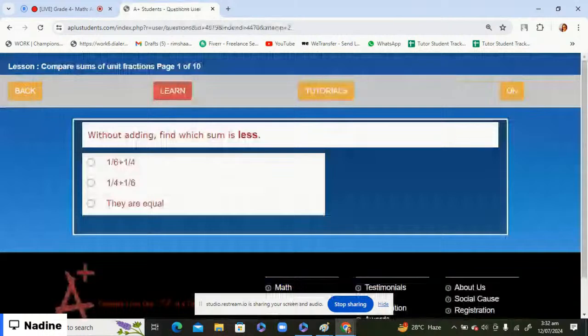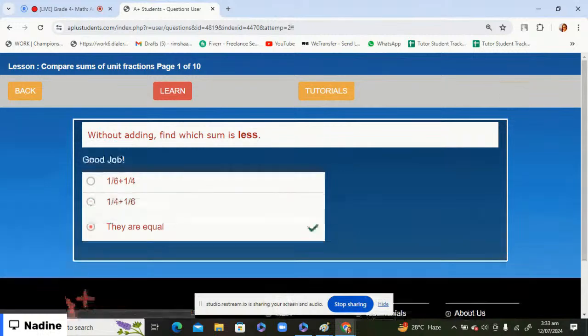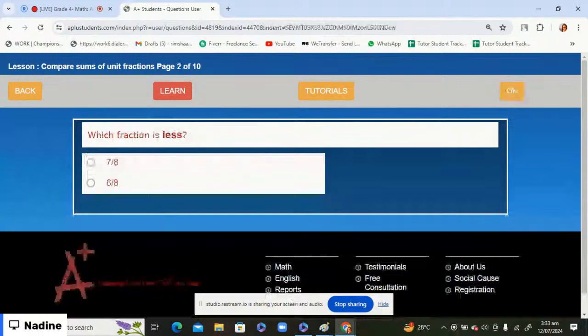Let's check some. So they are saying that without adding, find which sum is less. When we are not going to add, which part is less? Look here, the first option is 1 by 6 and 1 by 4. Second option is 1 by 4 and 1 by 6, only their positions are shuffled. And the third option is they are equal. Yes, because all the numbers are the same, they are just replacing 1 by 6 with 1 by 4 and 1 by 4 with 1 by 6, so we can say that they are equal. Okay, which fraction is less?